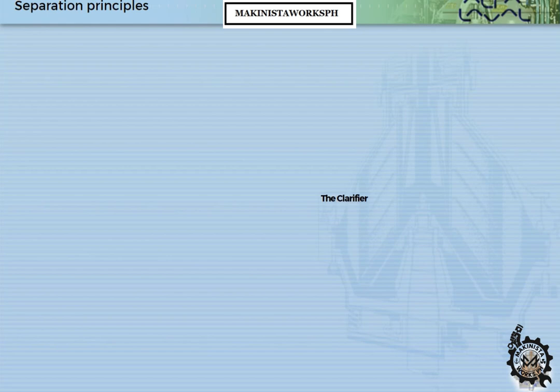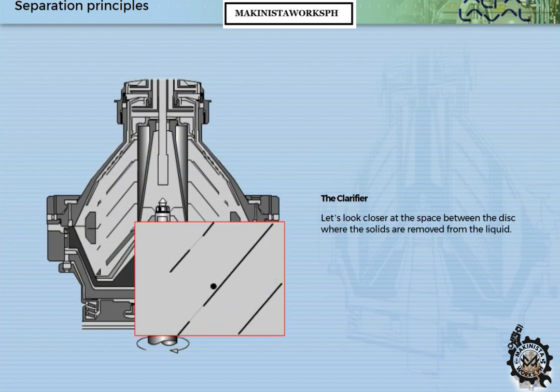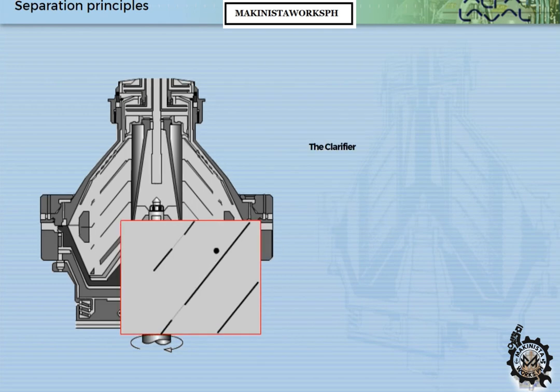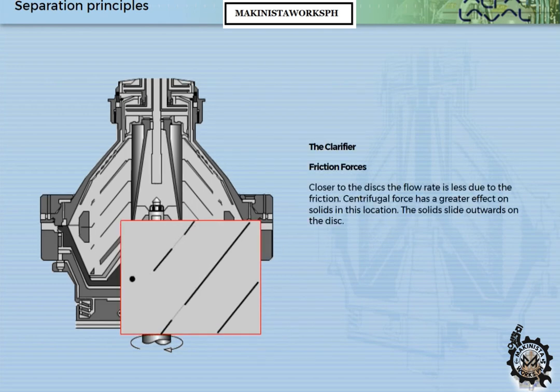The clarifier. Let's look closer at the space between the discs where the solids are removed from the liquid. Friction forces. Closer to the discs, the flow rate is less due to the friction. Centrifugal force has a greater effect on solids in this location. The solids slide outwards on the disc.